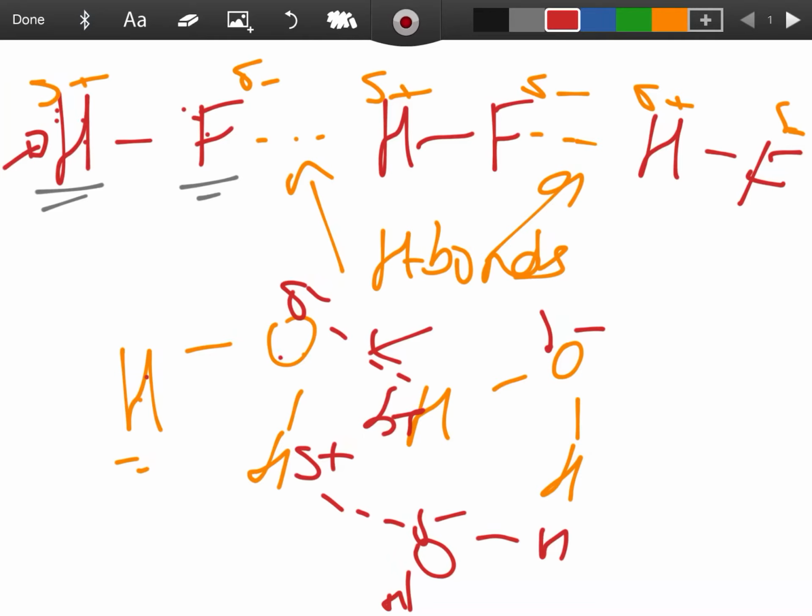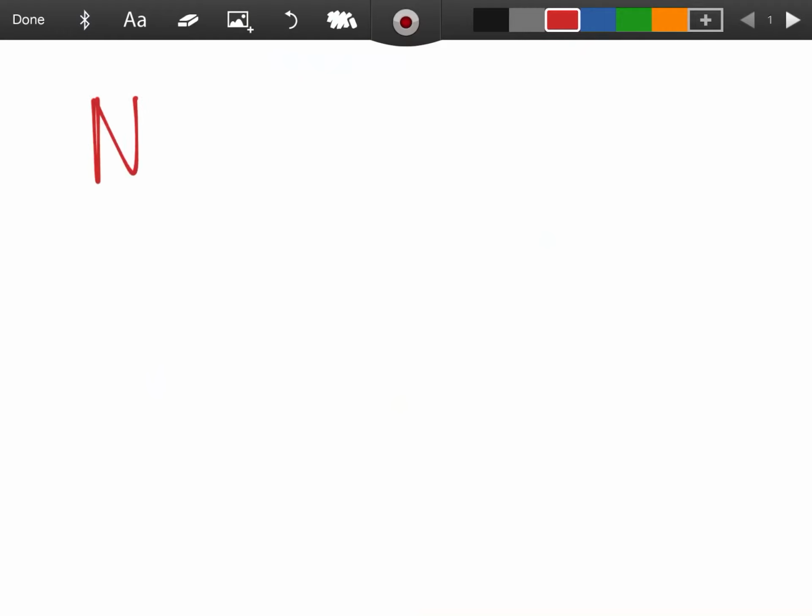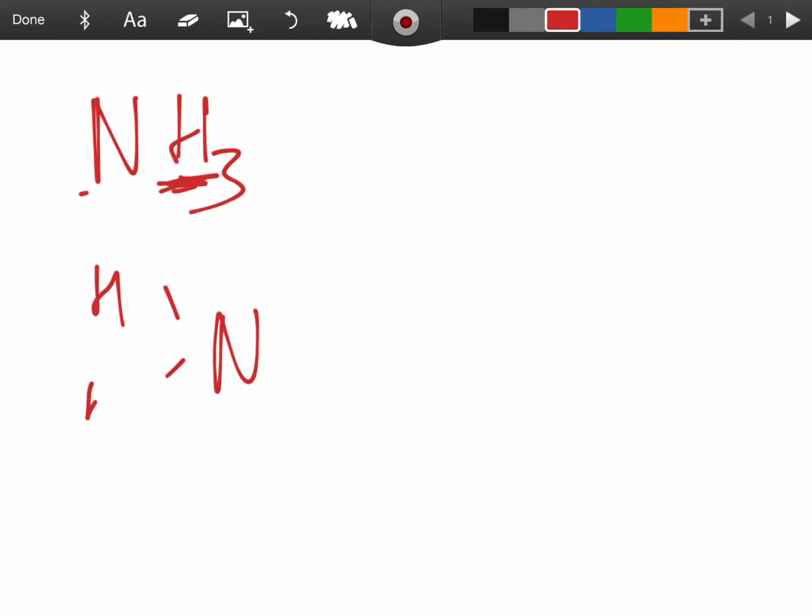So that's why HF has a greater difference. There's a greater difference in electronegativity between hydrogen and fluorine than there is between hydrogen and oxygen. But actually oxygen has a higher boiling point because you have more hydrogen bonds to break. So even though the difference in electronegativity is greater between H and F, you'd expect these hydrogen bonds to be greater as a result because this is a stronger permanent dipole. But because you have 2 hydrogen bonds per molecule of water, water actually has a higher boiling point.